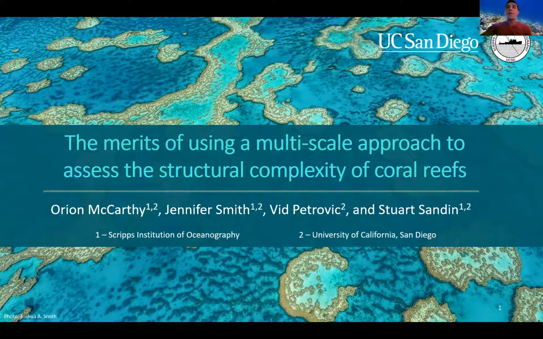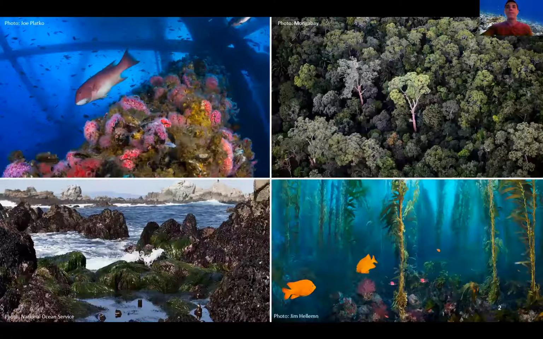And today I'm going to be talking about the three-dimensional structure of coral reefs and how we can learn something about coral reef ecology by measuring this structure in a multi-scale way. But before I get into the specifics of coral reef ecology or multiple scales, I want to take a moment in general to talk about the ecological relevance of structural complexity.